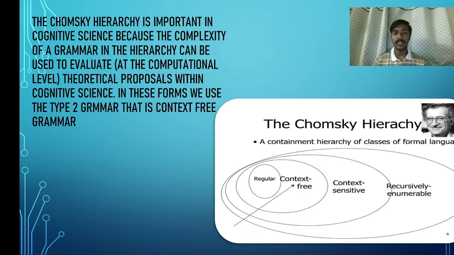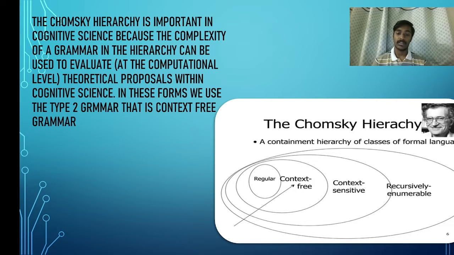Okay. Where does this CFG come from? The Chomsky hierarchy is important in cognitive science because the complexity of a grammar is the hierarchy that can be used to evaluate in this given science. In this, we use the type 2 grammar, that is context-free grammar. Now, what is type 2, what is type 3? We'll get to know about it. According to the Chomsky hierarchy, grammar is divided into four parts: type 0, type 1, type 2, type 3. Type 0 is known as unrestricted grammar. Type 1 is known as context-sensitive grammar. Type 2 is known as context-free grammar. Type 3 is known as regular grammar.